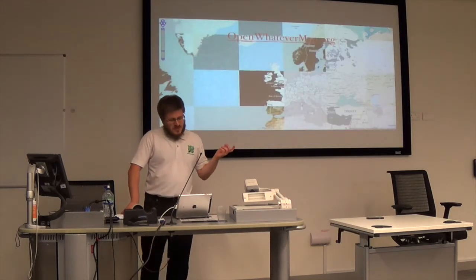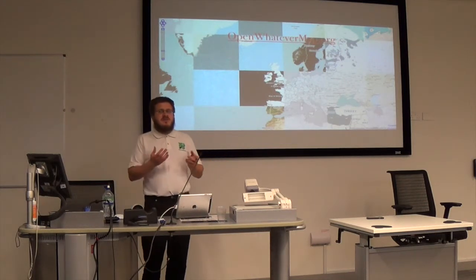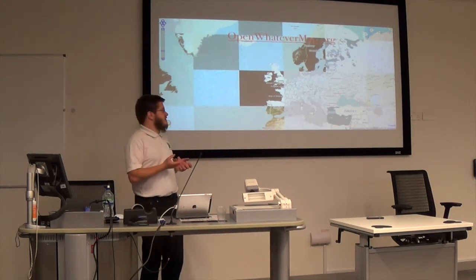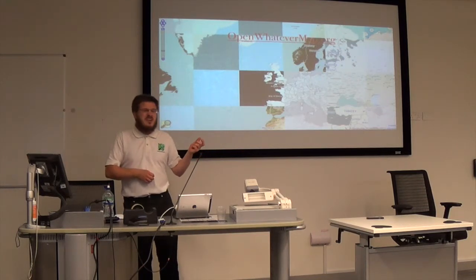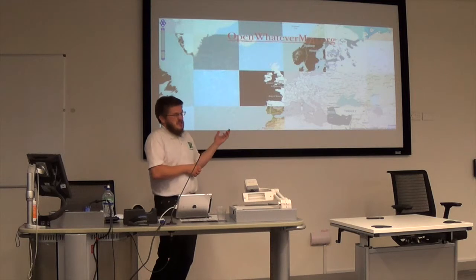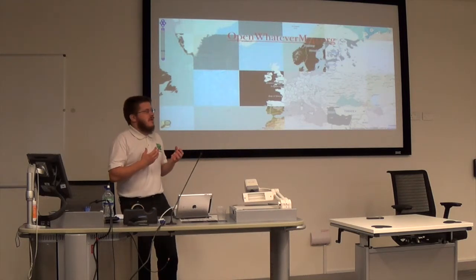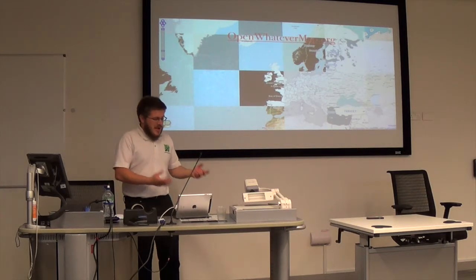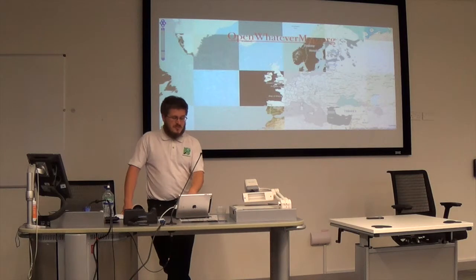OpenWhatever Map. What they've done is basically taken a whole series of different map tile providers and mashed them all together, and it will randomly choose the map tile provider. It doesn't have any real purpose other than to highlight the wonderful different maps that are available. And as you zoom in and out, it just randomly chooses which map to provide you.